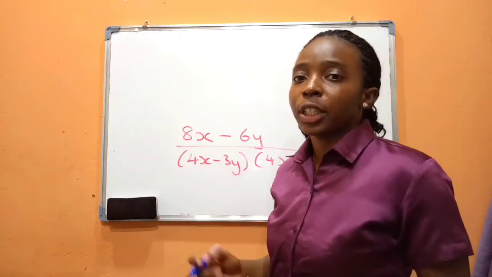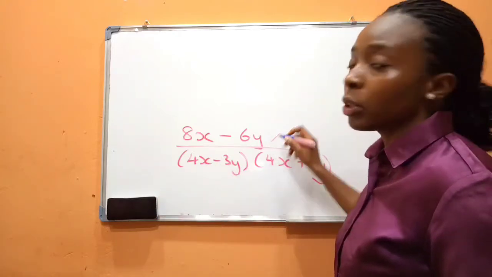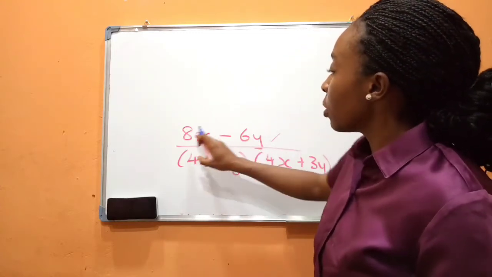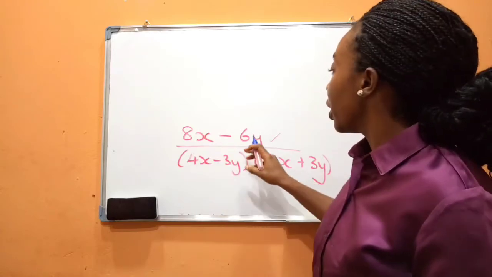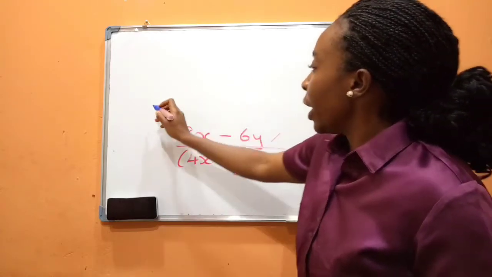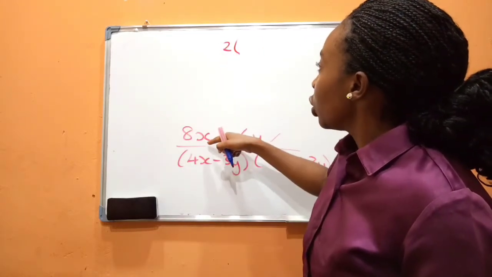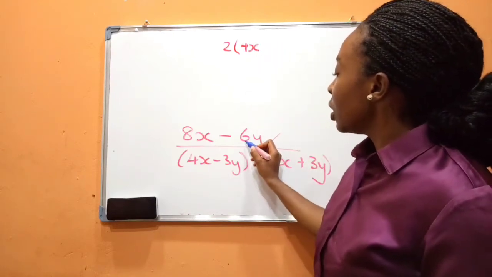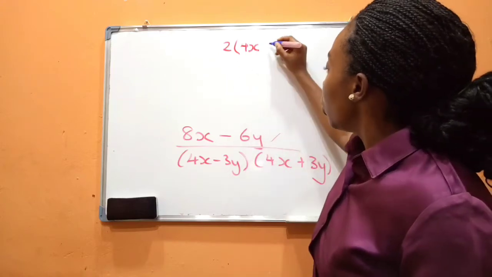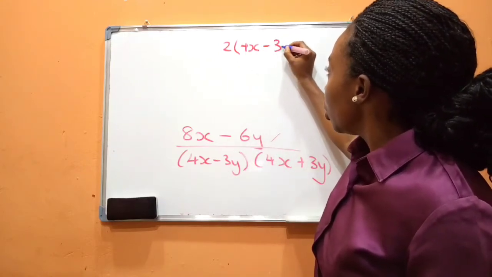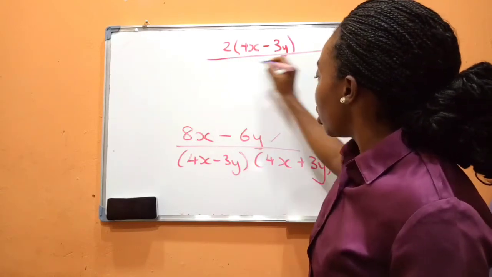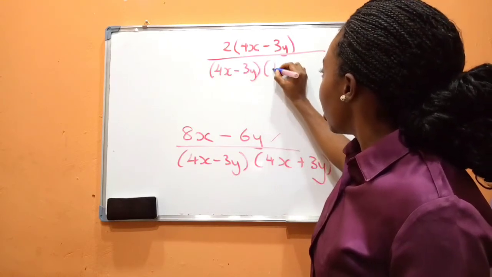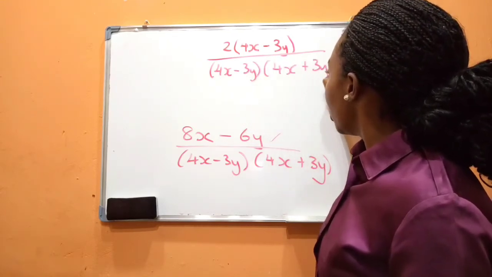So now we've gotten to this stage. The next thing we look at is the numerator. Can we further factorize it? Oh yes, we can. It has a common factor, and the common factor here is 2. So we are going to say 8x divided by 2 is going to give us 4x, and then minus 6y divided by 2 is going to give us minus 3y. So we're going to have over the denominator 4x minus 3y, you close the bracket, and you have 4x plus 3y, you close the bracket.